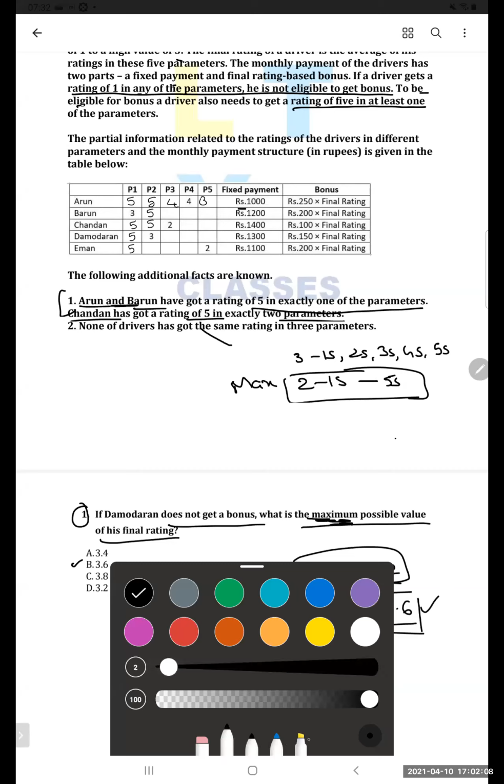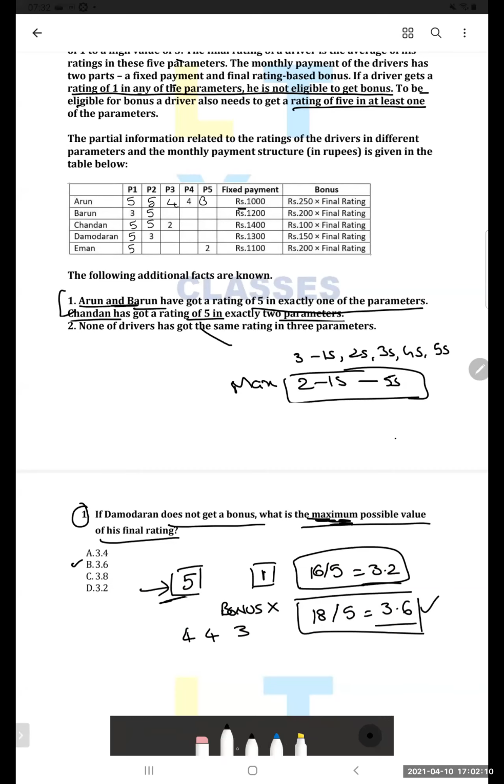Anybody else? Do you think it is correct? These ratings for this guy? Only 1 5 around it.